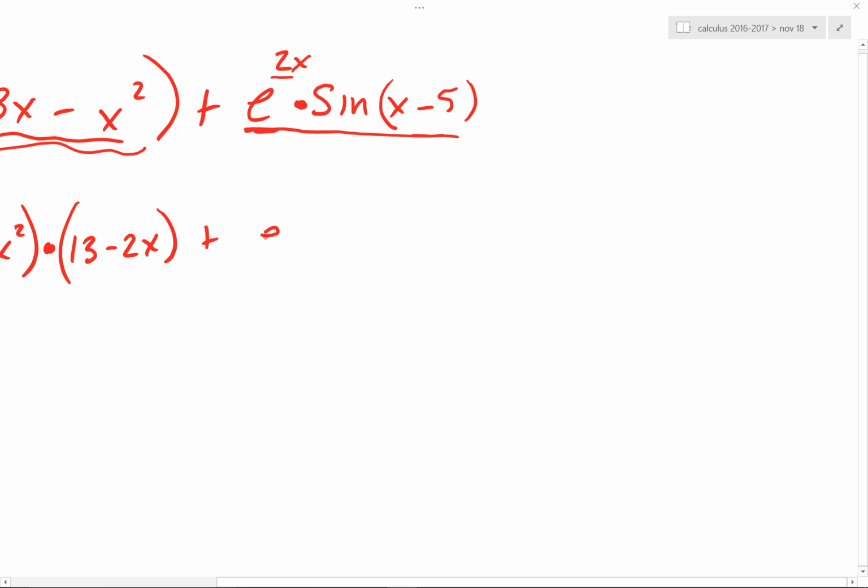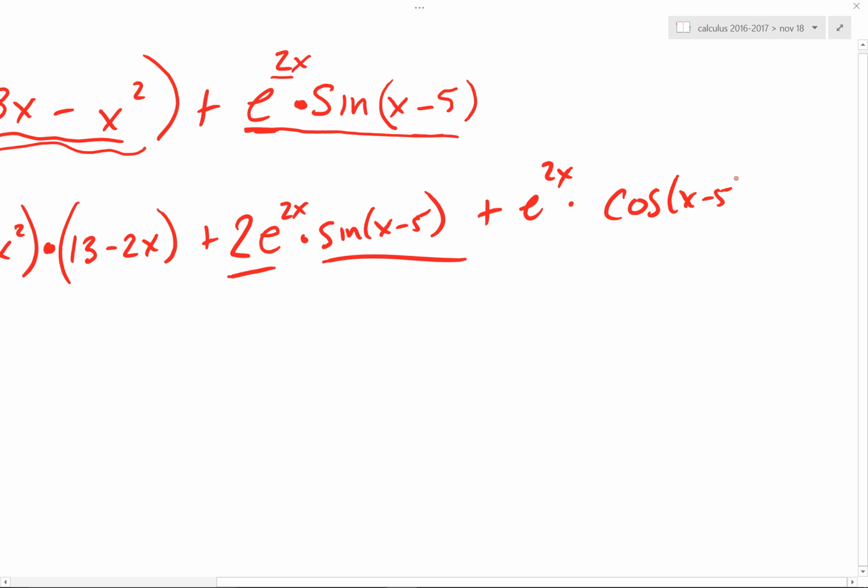Well, listen, you're not wrong as far as you've gone. E to the 2x times the derivative of 2x. I know. That's right. That's the derivative of the first, yes? 2 e to the 2x times sine of x minus 5, right? Because it's the derivative of the first times the second, yes? Plus the first times the derivative of the second. Now, what's the derivative of sine, Angel? Cosine. So cosine of x minus 5. And what's the derivative of x minus 5?